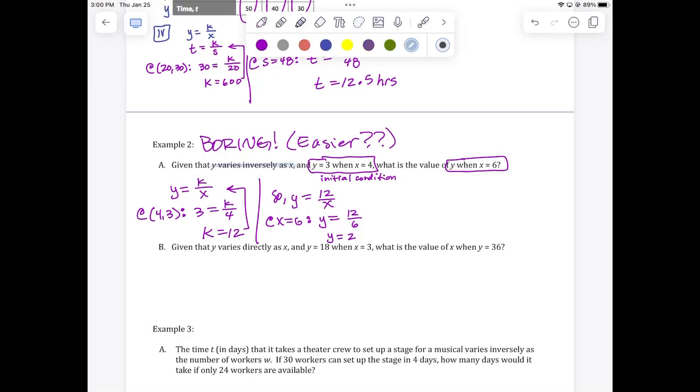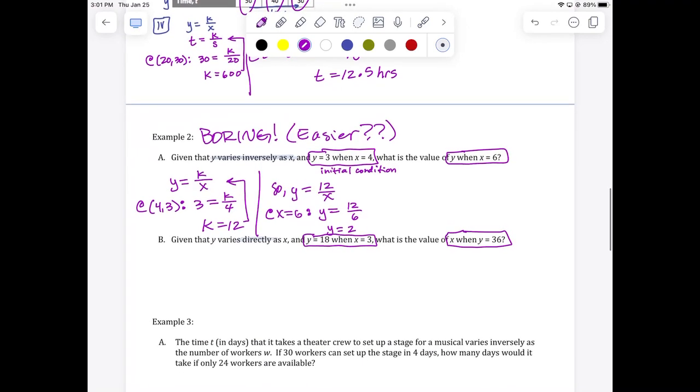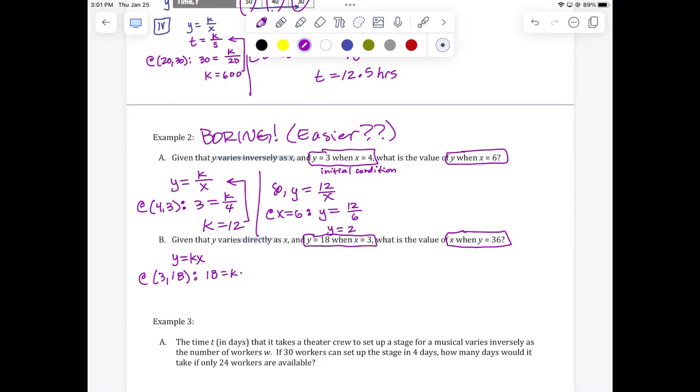Given that y varies directly, okay, so now it's direct variation. y is 18 when x is 3. That's your initial condition. Find the value of x when y is 36. So it's almost identical, but now we're pulling out a different starting value. We have to start with y = kx, direct variation. At the point (3, 18), we get 18 = k times 3. We solve for k by dividing by 3. 18 thirds is 6.